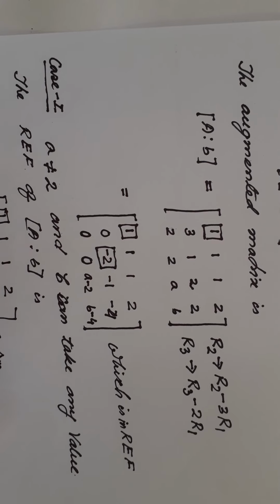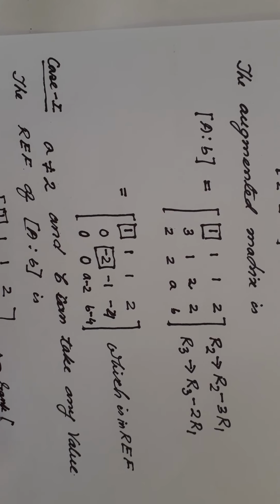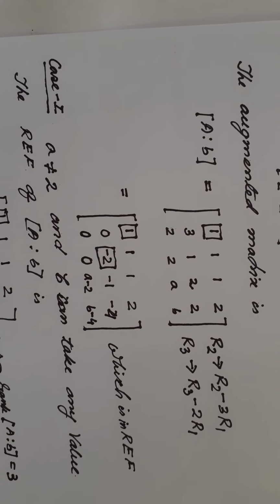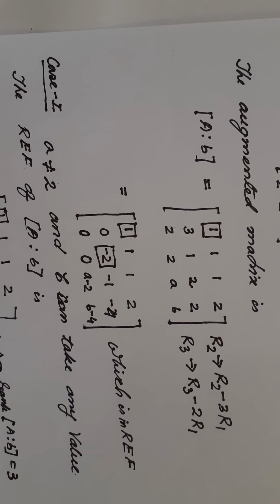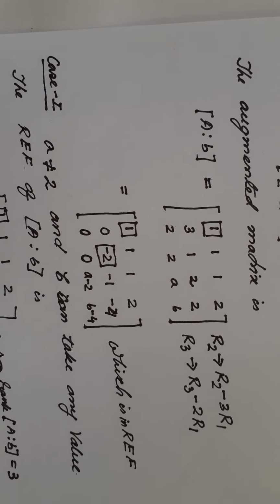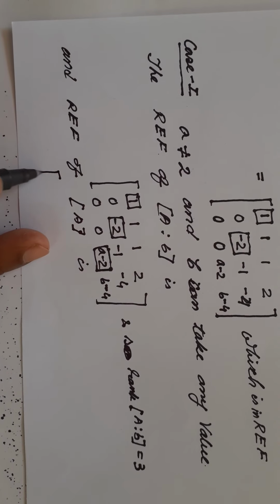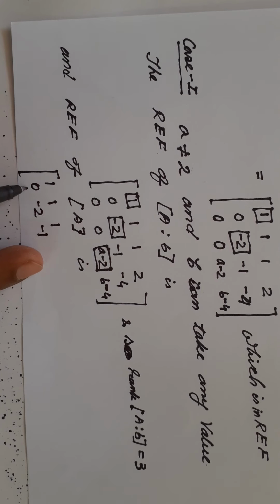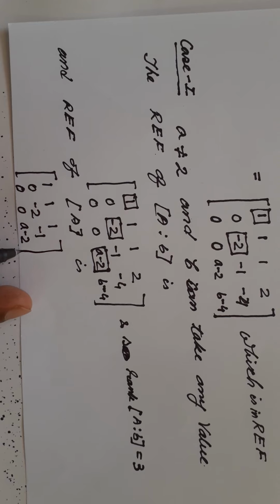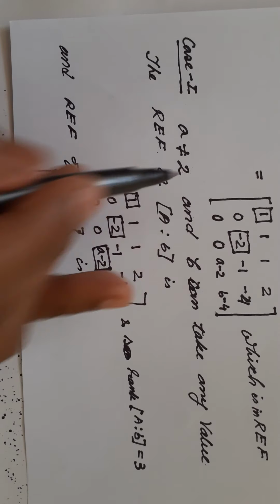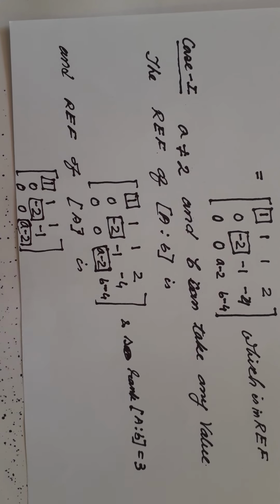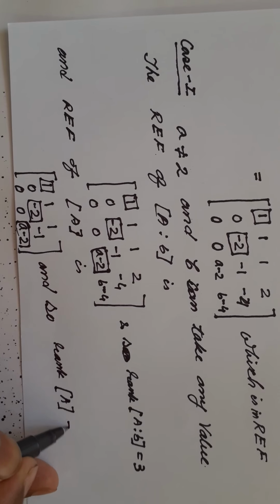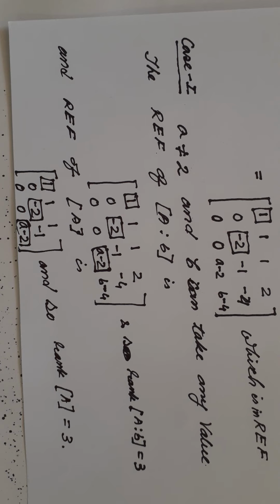And so rank of AB is equal to 3. And the row echelon form of A is [1, 1, 1; 0, -2, -1; 0, 0, A-2]. Remember, this is your first pivot, this is second pivot, and A minus 2 is not 0. So this is your third pivot. And so rank of A is equal to 3. Rank of A is equal to 3.